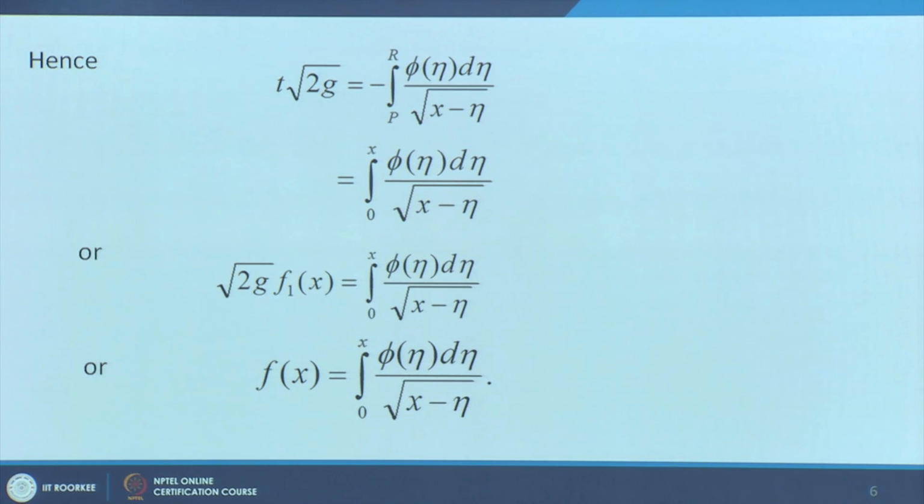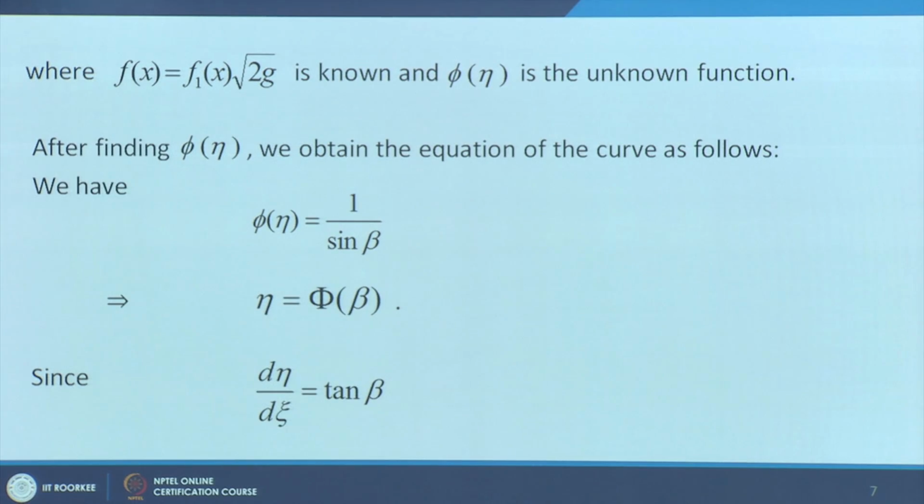So f(x) we can write as integral 0 to x of phi(eta) d eta over under root x minus eta, and since f1(x) is a known function, f(x) equal to f1(x) into root 2g is also known, and phi(eta) is the unknown function.